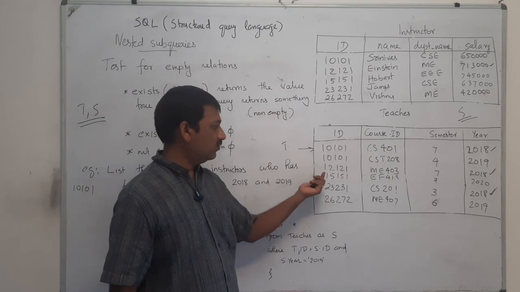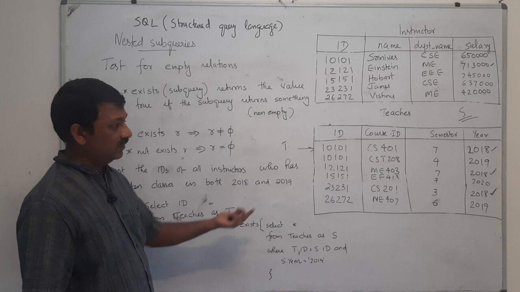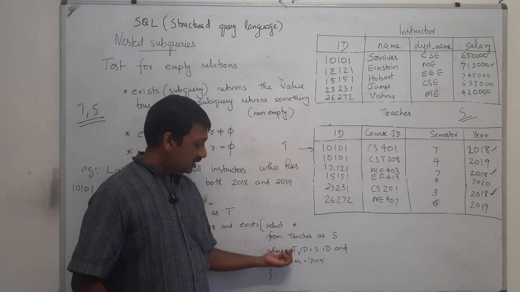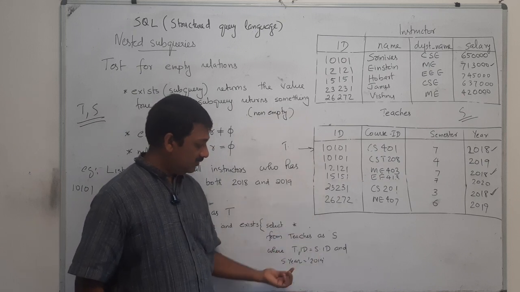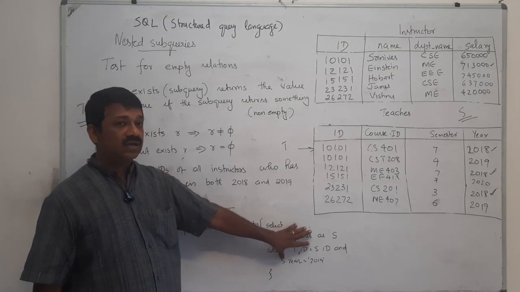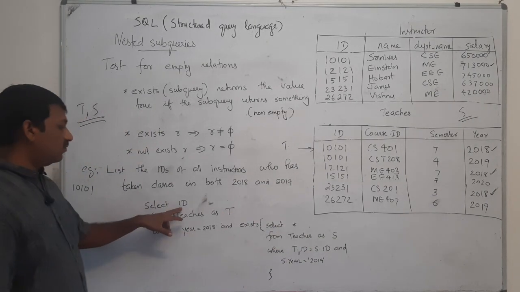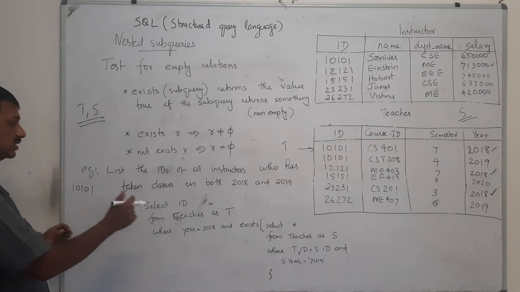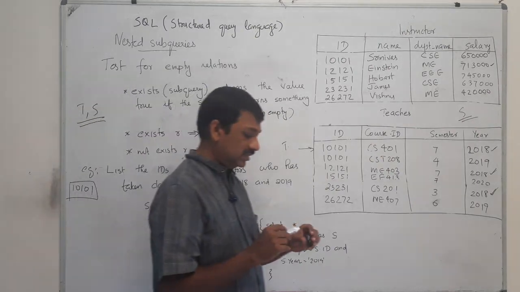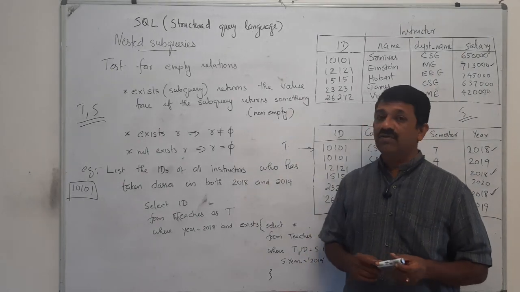Now, what about the next one? 12121. Select ID from T where year is 2018 will return 12121. But here, see T dot ID equal to S dot ID, that means the same ID with 2019 as the year does not exist. In that case this returns an empty set, this condition fails and it will not return the ID. So this is the way you can accomplish this task, and that is the importance of EXISTS. EXISTS is very important as far as the design of SQL is concerned.